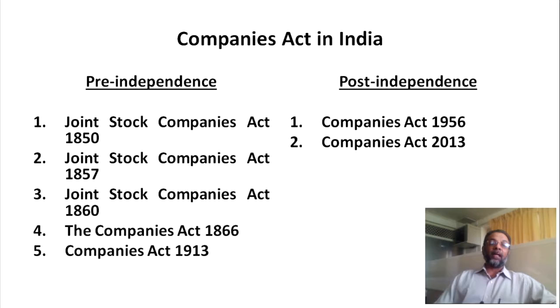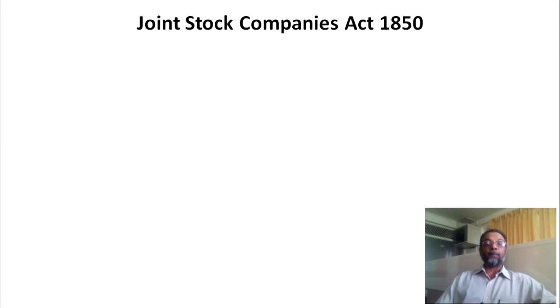In the pre-independence era, there have been 5 legislations. As you can see, the first one is the Joint Stock Companies Act 1850. The second one is the Joint Stock Companies Act 1857. The third one, Joint Stock Companies Act 1860. Next, the Companies Act 1866 and the Companies Act of 1930. And post-independence, we have two acts. The first one was the Companies Act of 1956, and now we do have the Companies Act of 2013, which we'll be dealing with in detail.